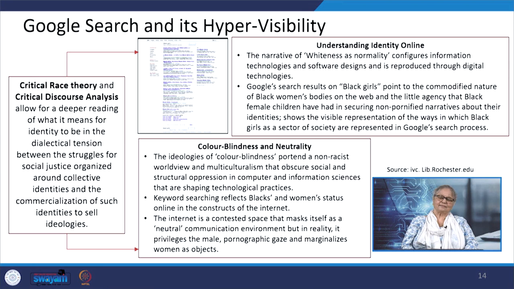The internet is a contested space that masks itself as a neutral communication environment, but in reality, it privileges the male pornographic gaze and marginalizes women as objects. Critical race theory perspective asks questions about the quality and content of racial hierarchies and stereotyping that appear in results from commercialized search engines like Google. Safiya Umoja Noble talks about how this expansion of commercial control over information and identity deserves attention, as identity markers like black girls are for sale on the web to the highest bidder.